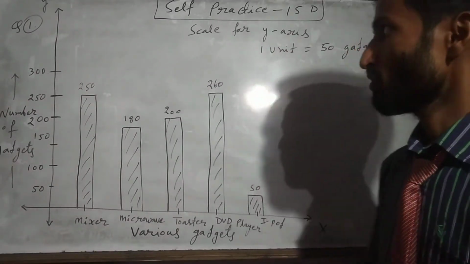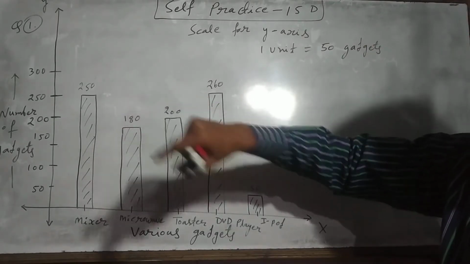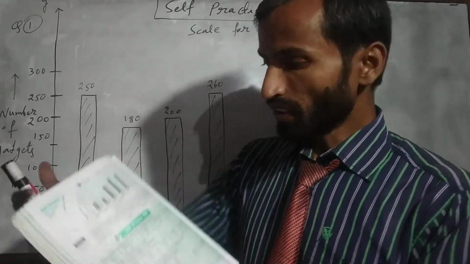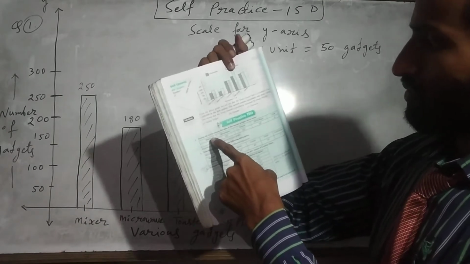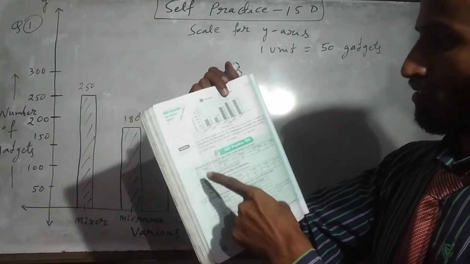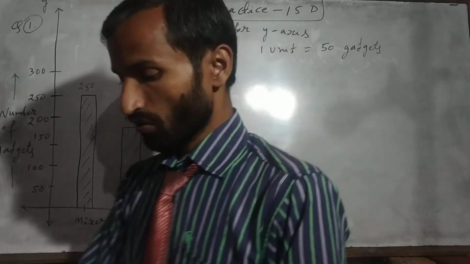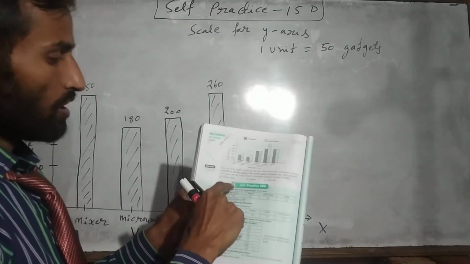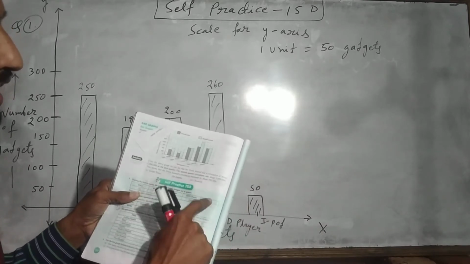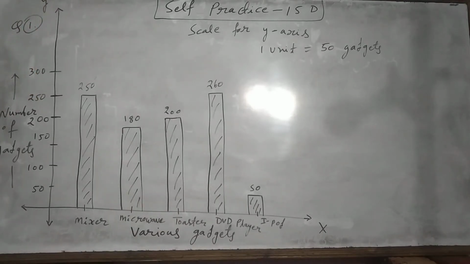So the first question in the book is given, just you read the question. During the festival season, the sale of the various gadgets is given. Represent the above information by a bar graph. So, mixer is given 250, microwave 180, toaster 200, DVD player 260, iPod 50. So these are the various numbers given for various components.